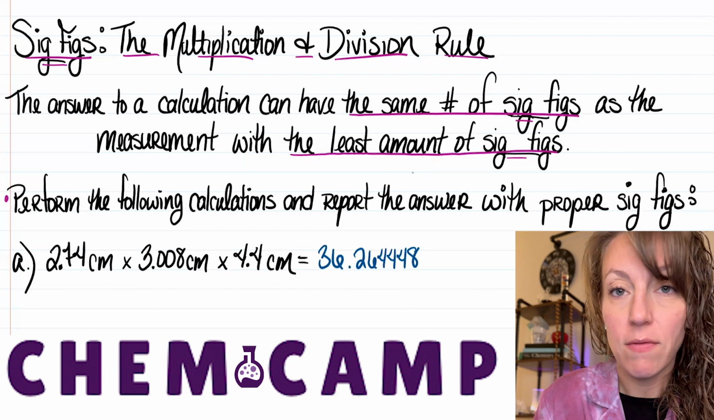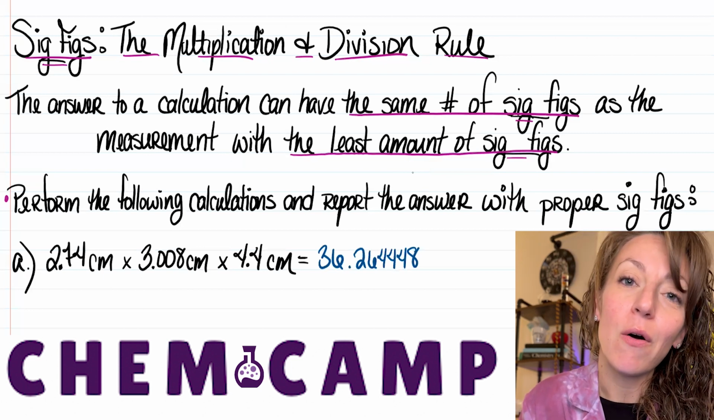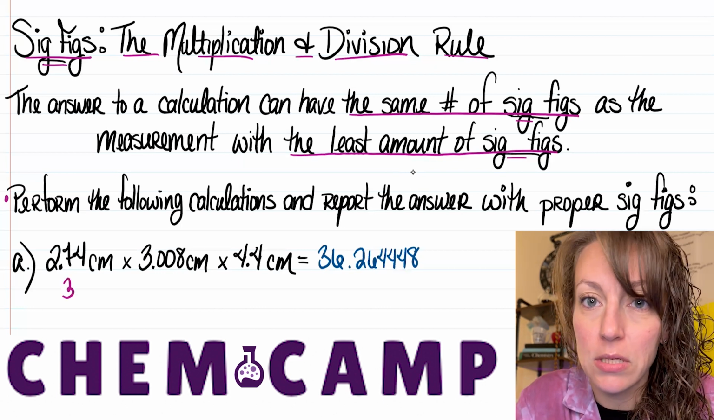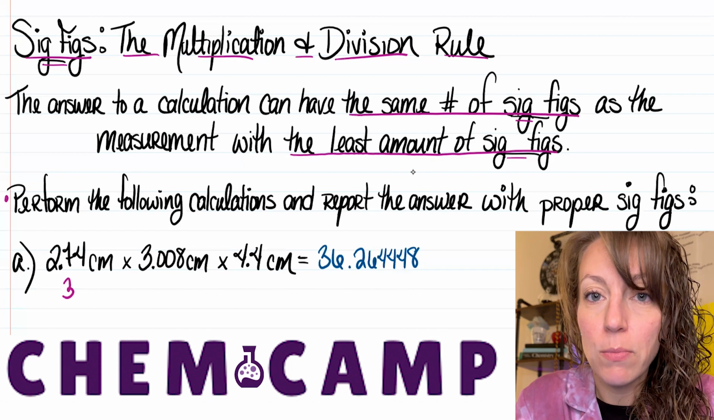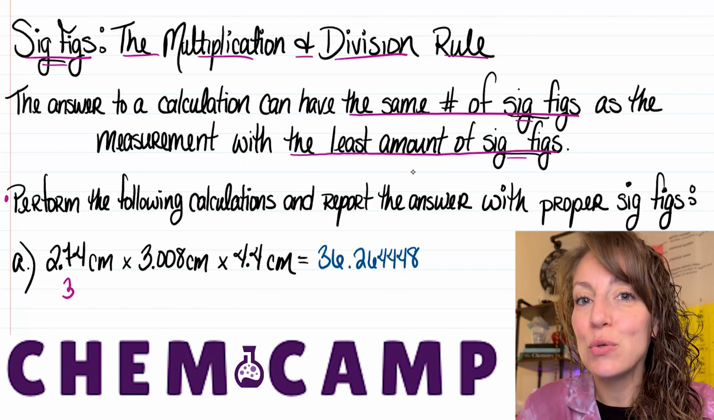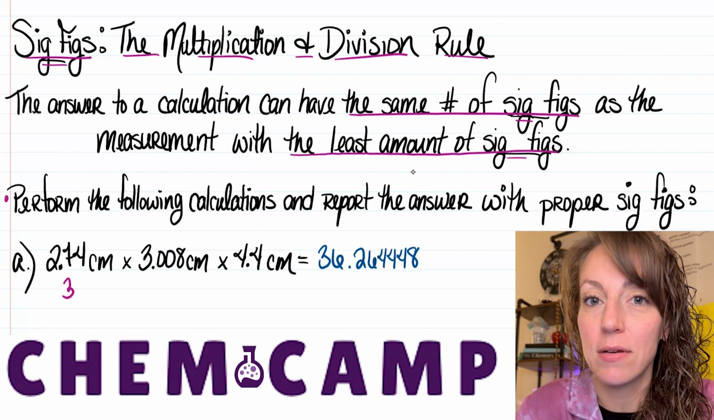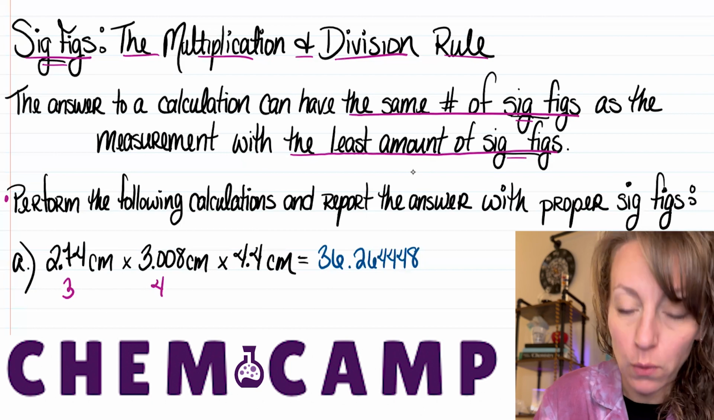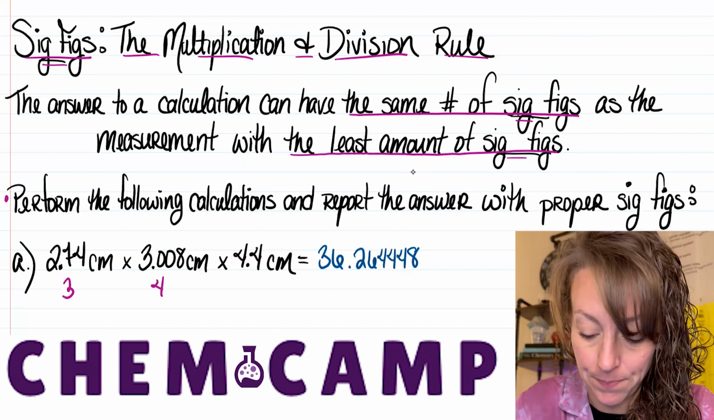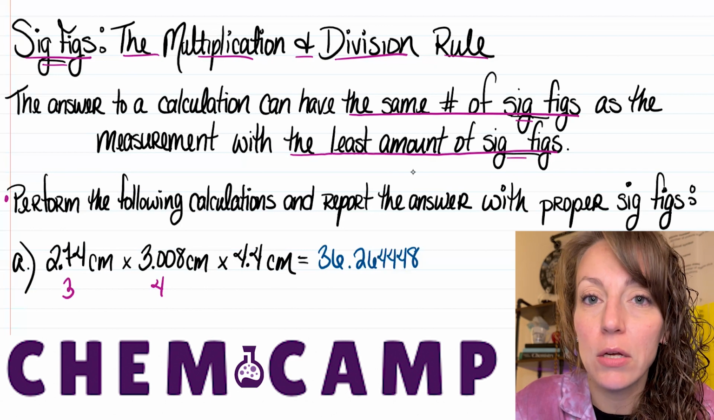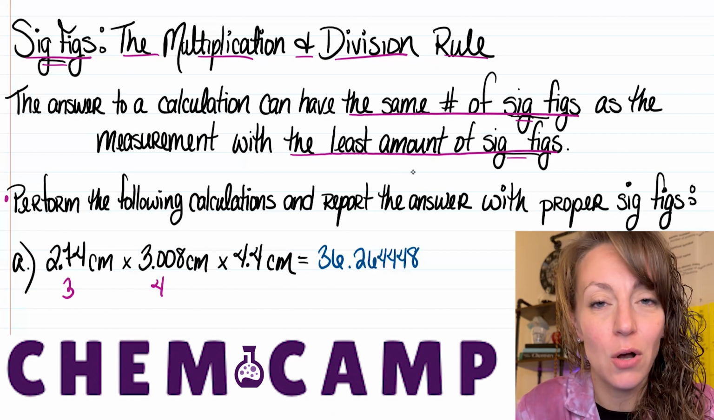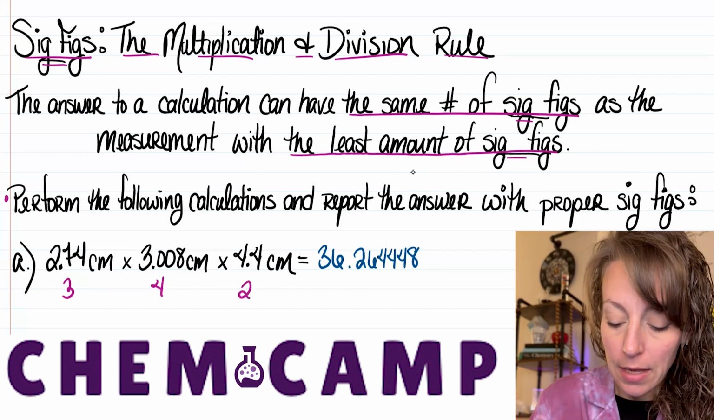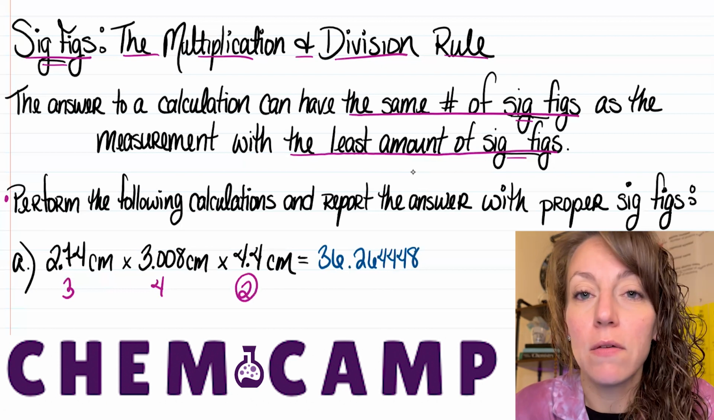So in the 2.74 centimeters, they're all non-zero digits, so that gives us 3 sig figs in that particular measurement. In the 3.008, there's 2 non-zero digits and 2 trapped zeros. Trapped zeros are always significant, so that gives us a total of 4 sig figs with that particular measurement. Finally, in the 4.4 centimeters, we've got 2 non-zero digits, always significant, so we have 2 sig figs there. 2 is the least amount of sig figs.